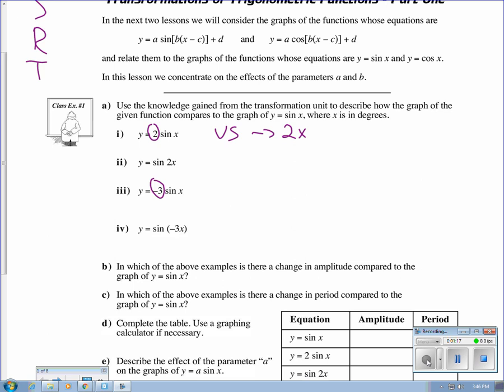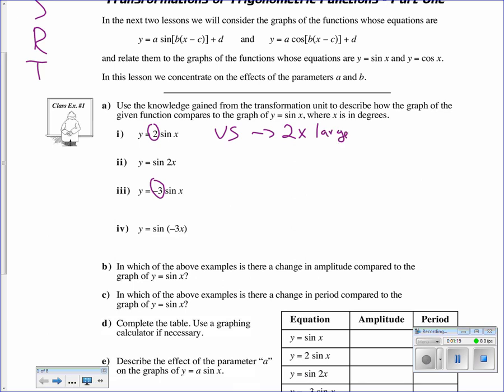So I'm going to be 2 times larger. With the -3, I have a vertical stretch, plus I have a reflection. I have a reflection with my y's changing to -y's, which means I'm reflecting in the x-axis. And I have a vertical stretch by 3 times larger.